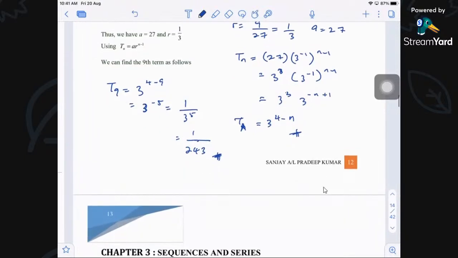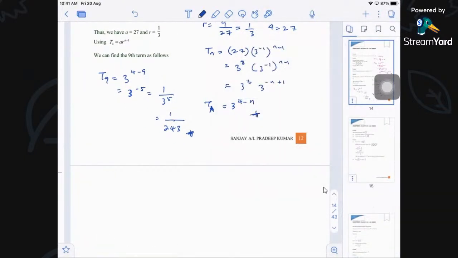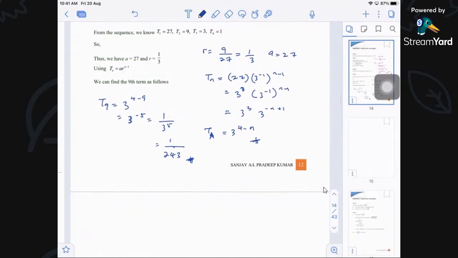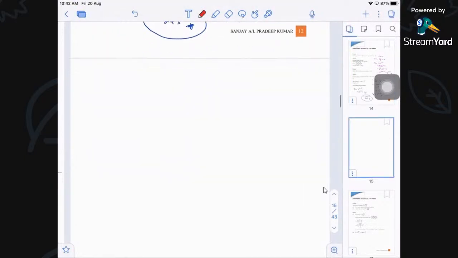Any problem until here, class? Okay. Can we leave the answer in power, negative power? No, I will not recommend that. Normally we calculate. Don't expect the examiner to calculate for you. Normally the final answer will be like this. So of course the examiner wants you to calculate.